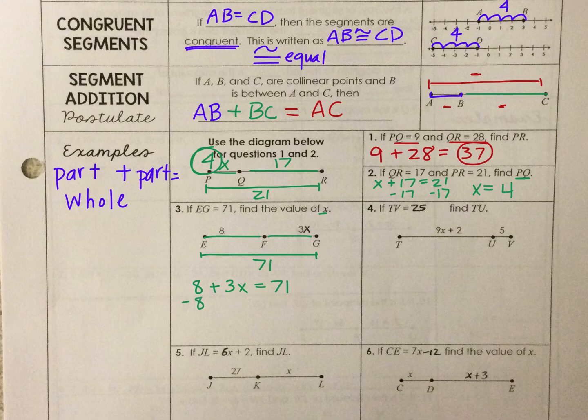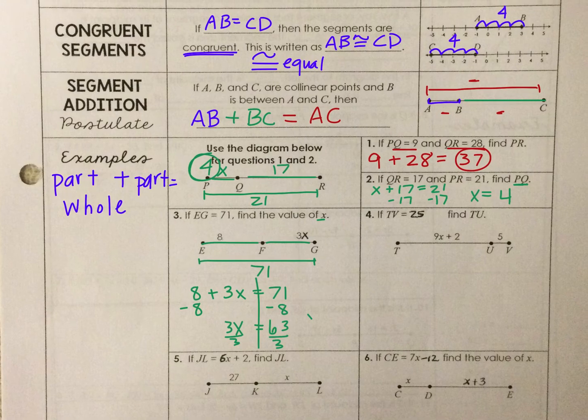If I subtract 8 on both sides, I get 3x equals 63. Divide by 3, x equals 21. And that's what I needed. I needed to find x. X equals 21. Okay?